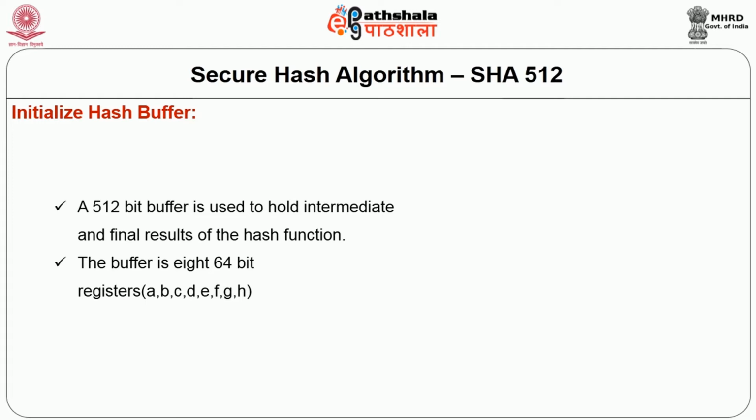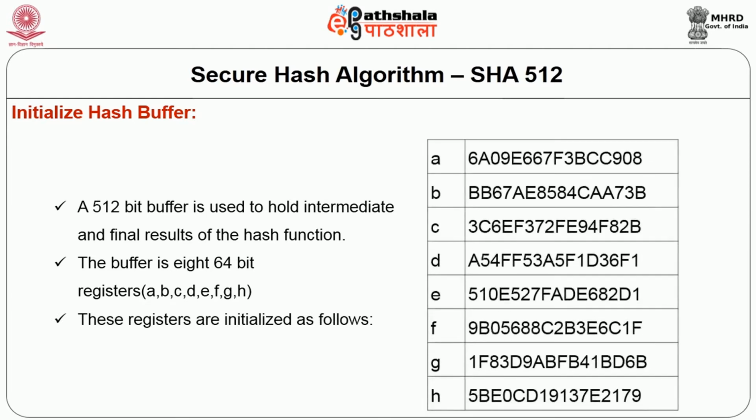In this algorithm, 8 buffers are used. They are all of 64 bits. We will name them A, B, C, D, E, F, G, H. We already emphasized that those buffers, those A, B, C, D, E, F registers, are populated by the value which is the cube root of the first 80 prime numbers.